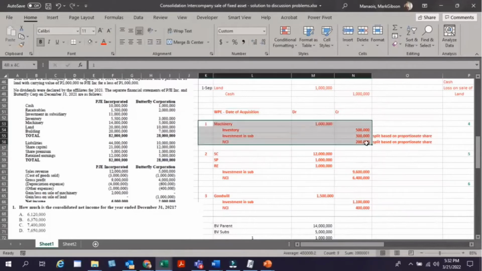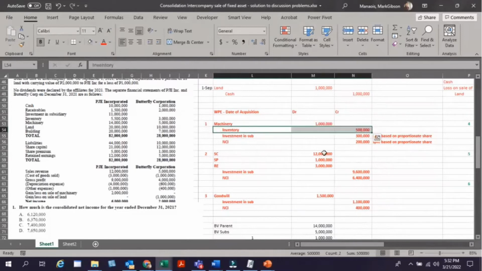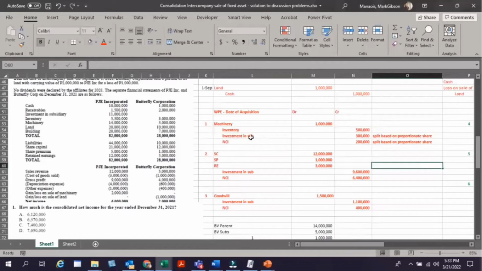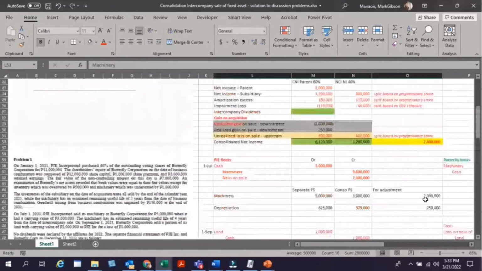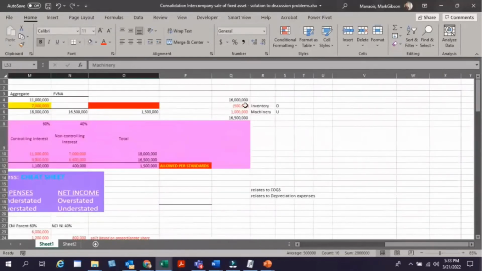So una, remember, we have understatement in the machinery, di ba, class? Meron tayong understatement in the machinery, and at the same time, overstatement in the inventory. Of course, we have to post journal entries for that, no? So debit machinery, 1 million. Credit inventory, 500,000. And we have to split them based on the proportionate share. So credit investment in subsidiary, 300,000. Non-controlling interest, 200,000. No? So pansinin mo, class, ito yung entry natin in relation to the adjustment to the fair value.